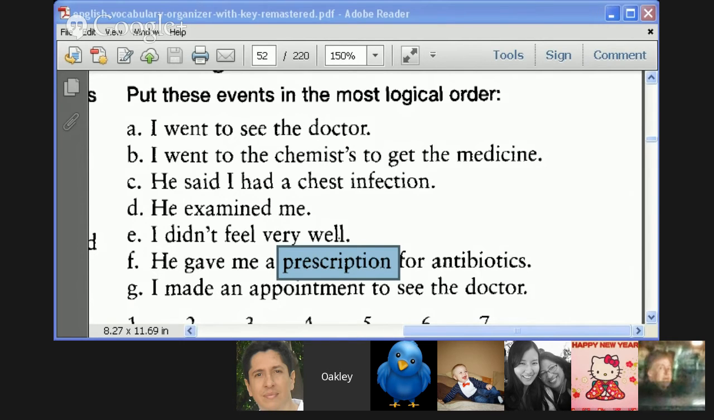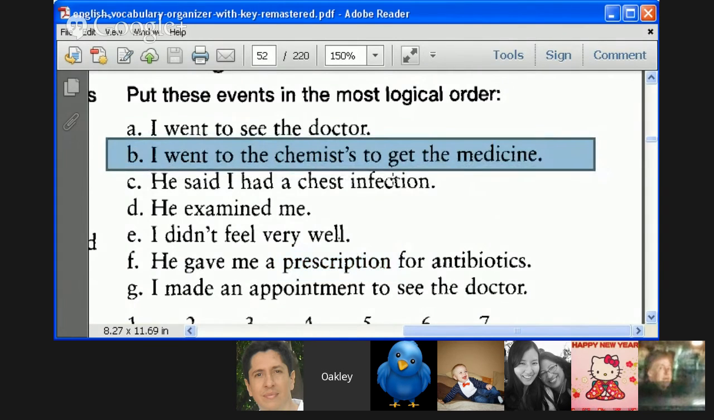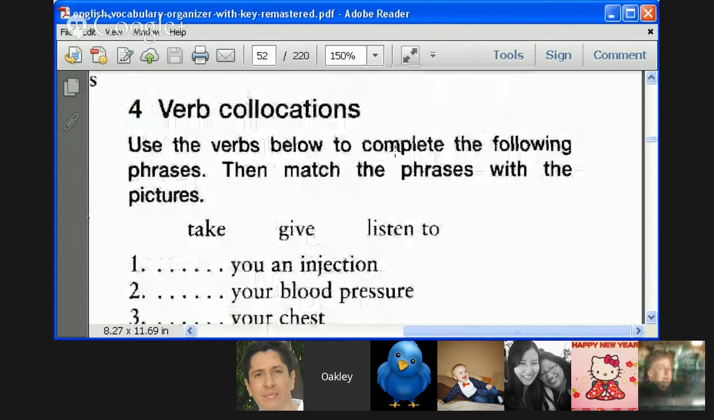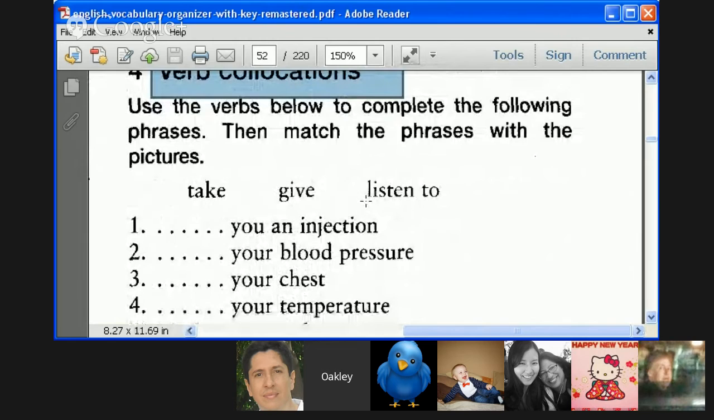Okay, and then finally, Nader, last of all, there's only one left. So, yeah, has to be B. I went to the chemist to get the medicine, of course. Okay, now, next up, we're going to look at some common collocations. Now, these are important. These are also confused very frequently. What verb goes with what action?